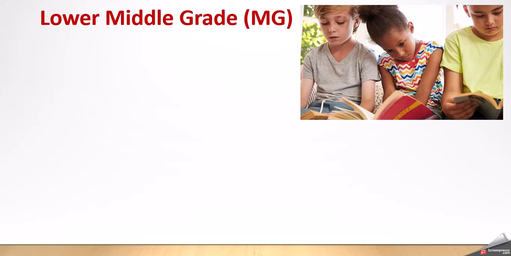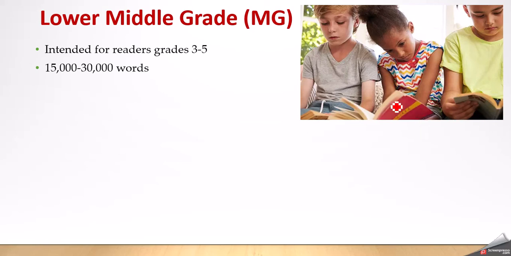Lower middle grade books is our next step up. These are books intended for readers grades 3 to 5. And you'll notice that the length has increased. So 15,000 to about 30,000 words. Again, you can see by the kids who are reading here, typical standard paperback size.